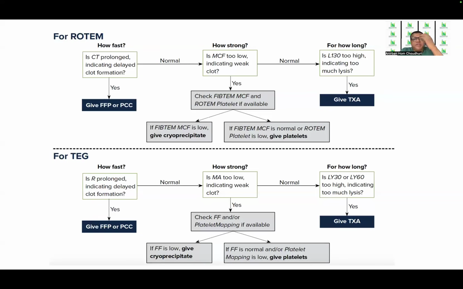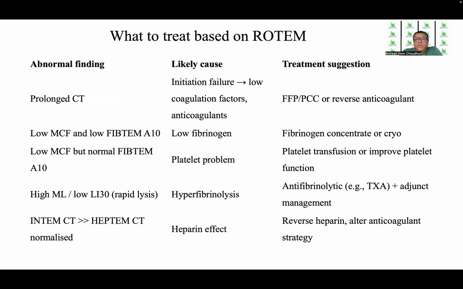Then you have to check the platelet mapping or functional fibrinogen, if it is available. If fibrinogen is low, you give cryoprecipitate, or if the platelet mapping is low, give platelets. If it is normal, then you look for the percentage of lysis at 30 minutes or after 60 minutes. If it is too high, it indicates too much lysis. The answer is yes, then you give tranexamic acid. So this is how you have to treat based upon the ROTEM.